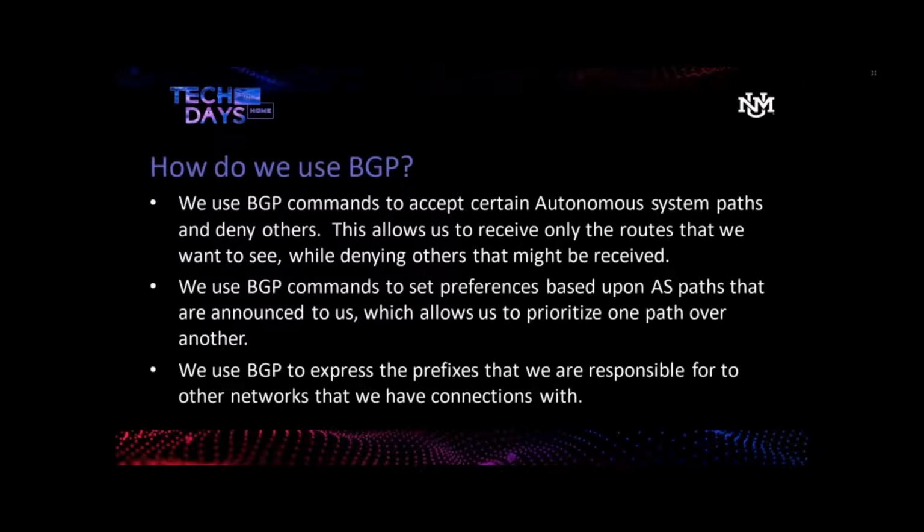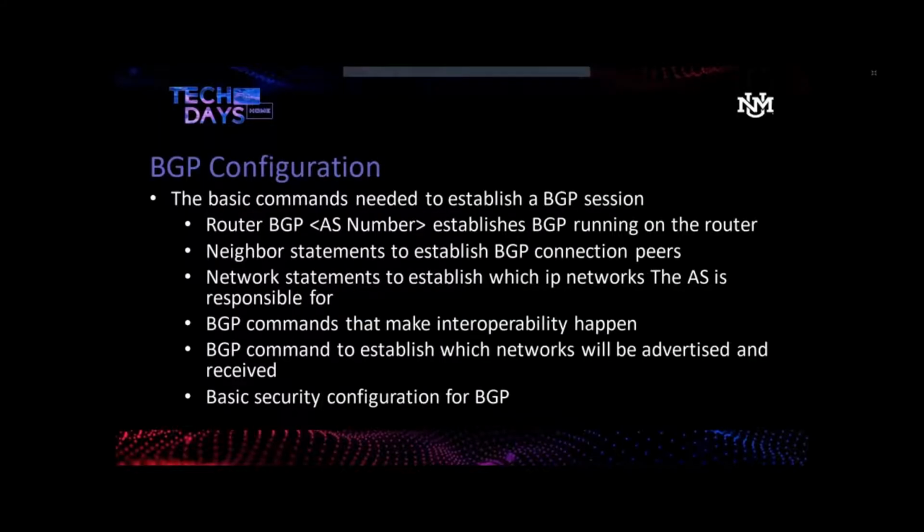So earlier when we said your AS, your autonomous system, is your collection of routes, that's what we're saying here. We use BGP to express the prefixes that we are responsible for to other networks. That's our footprint, essentially, on the internet.